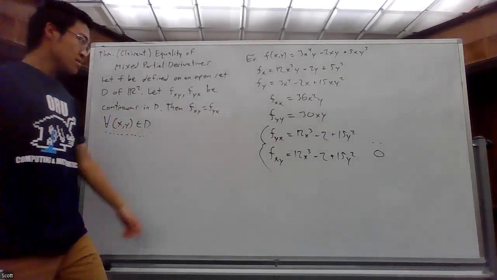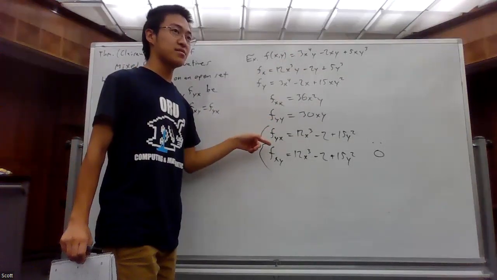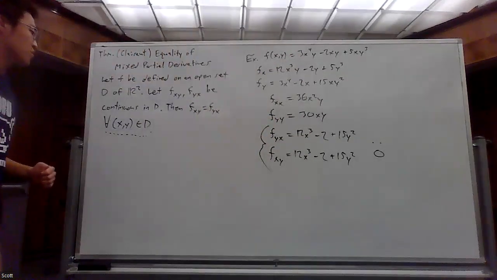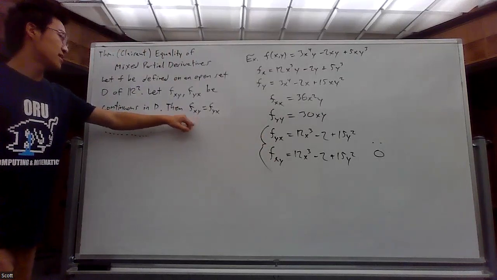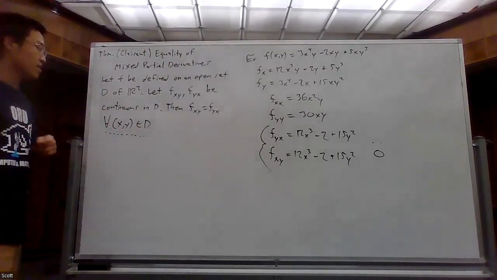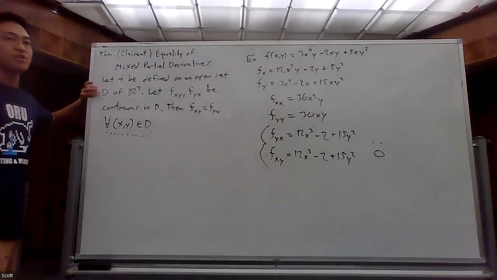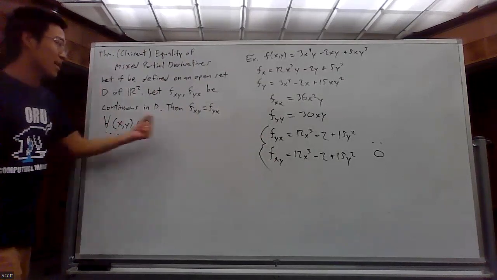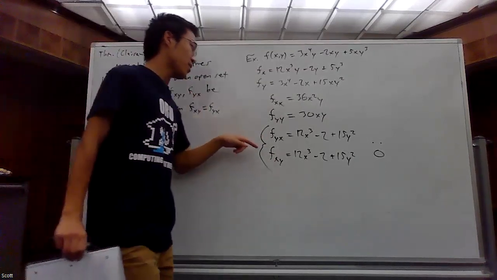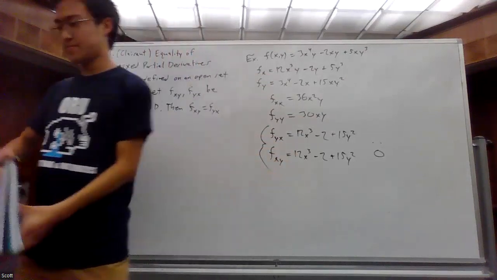So that means this doesn't actually always work. You could have a mixed partial that suddenly breaks continuity or something in a specific region that you're looking at. And in that case, you can't necessarily assert this. But I think for the most part in this class, we just deal with the nice case.